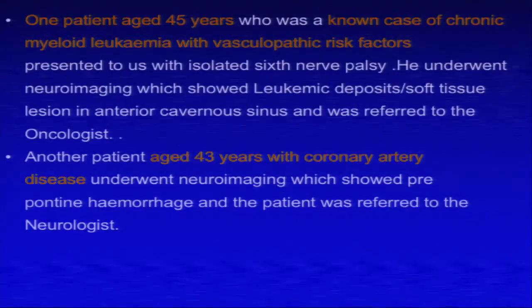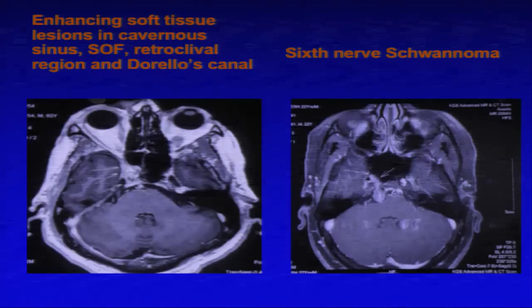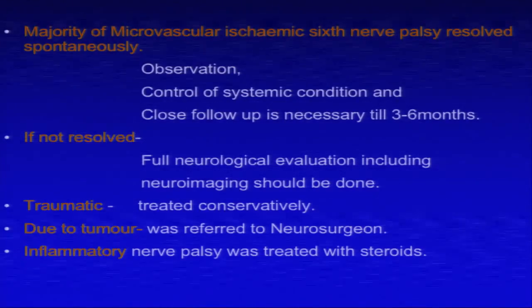A patient without vasculopathic risk factors presented with isolated nerve palsy which showed leukemic deposits in the anterior cavernous sinus. Another patient aged 43 years with coronary artery disease underwent neuroimaging which showed a hemorrhage. So these are a few pictures showing the causes of 6th nerve palsy. The majority of microvascular ischemic nerve palsy resolves spontaneously, so observation, control of systemic condition, and close follow-up are necessary. If there is no resolution, neurological evaluation and neuroimaging should be done.